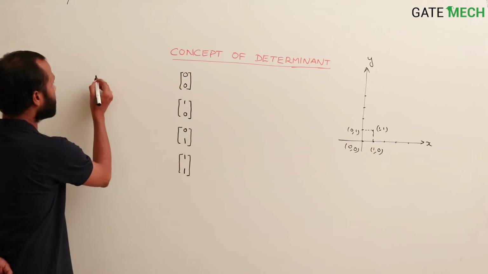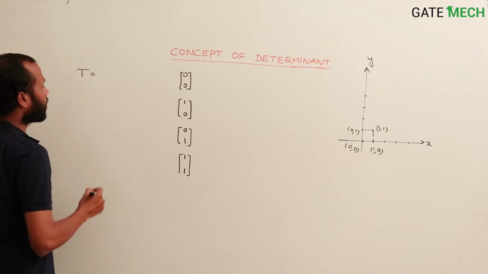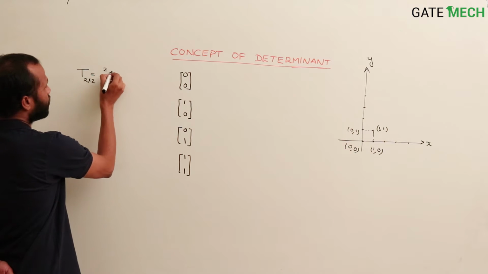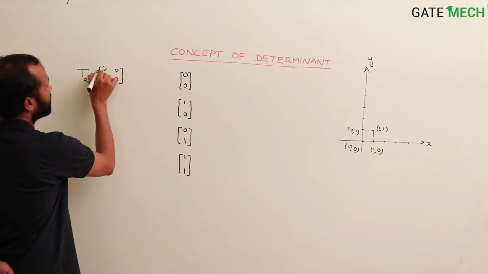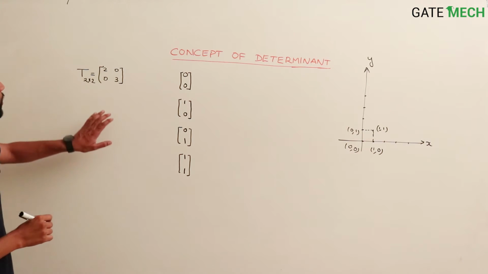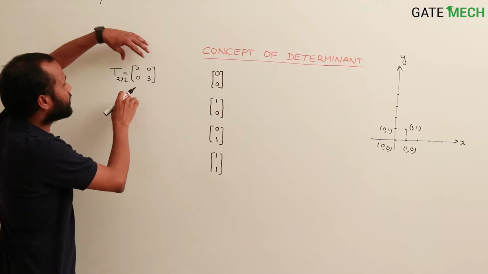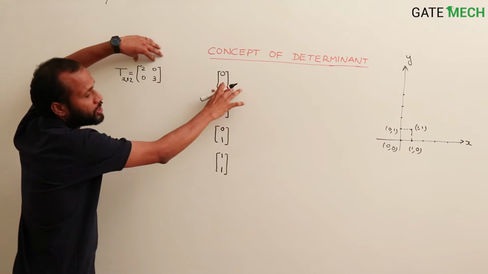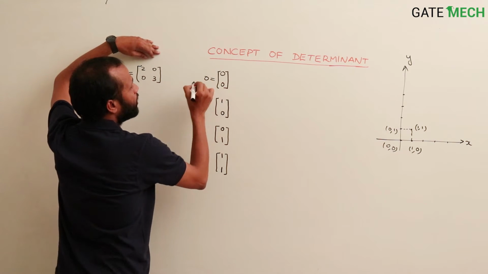Now I will consider a transformation matrix. I will call it T, of size 2 by 2. Say suppose that is 2, 0, 0, 3. I am considering one transformation matrix T here. Now I will apply this matrix. I will find the product of T into the first position matrix, say suppose this position matrix is O.